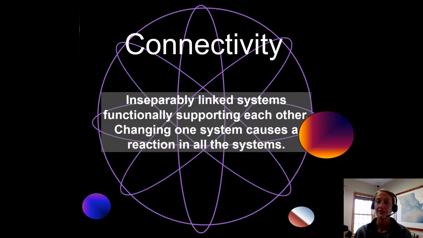This is called connectivity, which is inseparably linked systems functionally supporting each other. And changing one in the system causes a reaction in all the other systems.